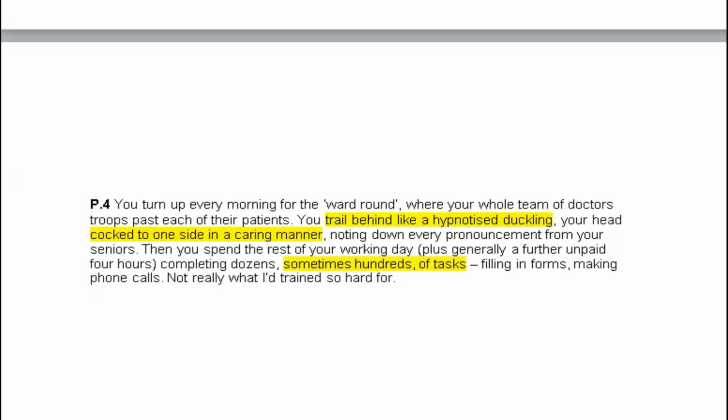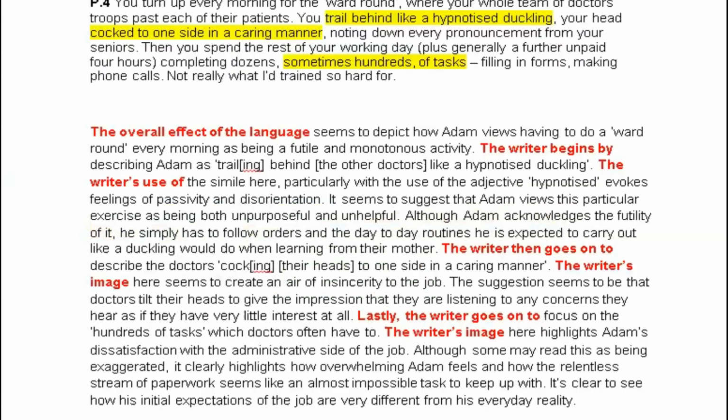So guys, hopefully from paragraph 4, you can see that the writer is trying to convey how Adam's routines, or at least some of them, seem quite tedious and pointless for Adam, or certainly in his eyes anyway. And with that in mind, let's take a look at the second model. So again, guys, following the 5 steps to success. The overall effect of the language seems to depict how Adam views having to do a ward round every morning as being a futile and monotonous activity.